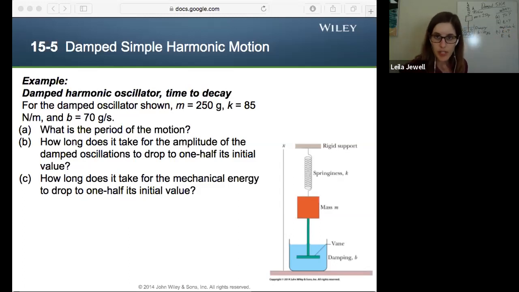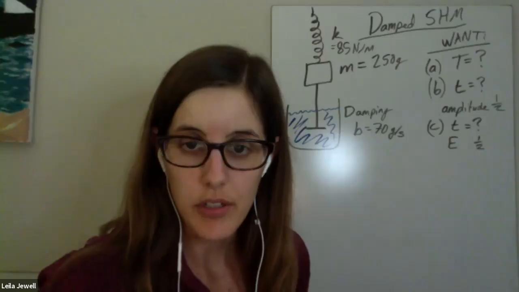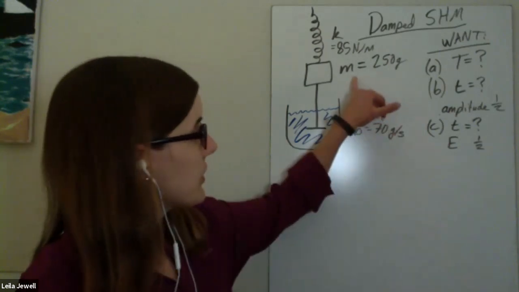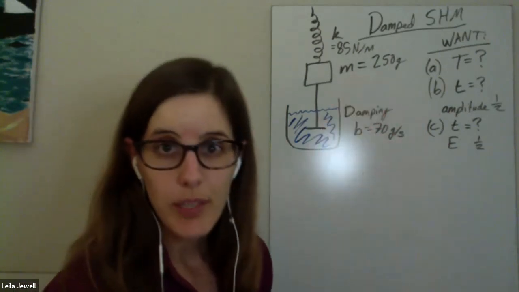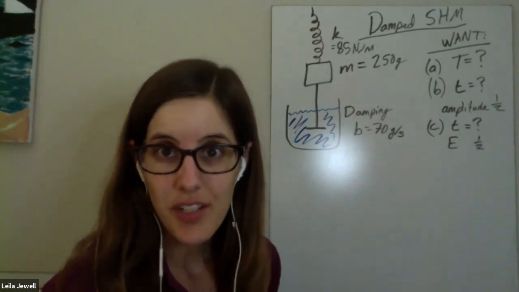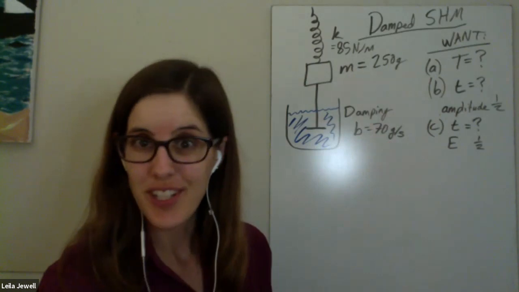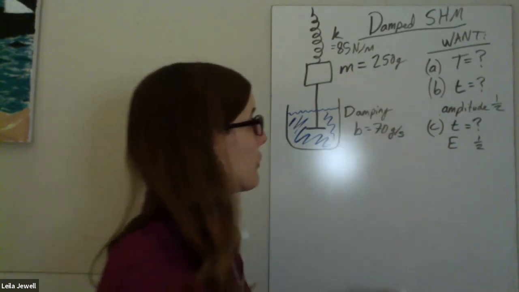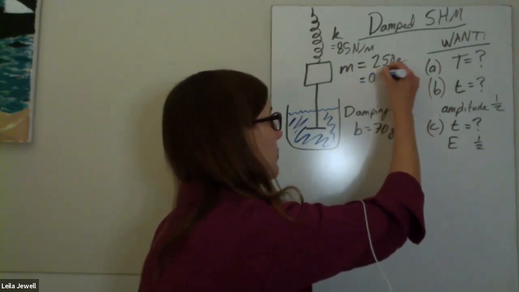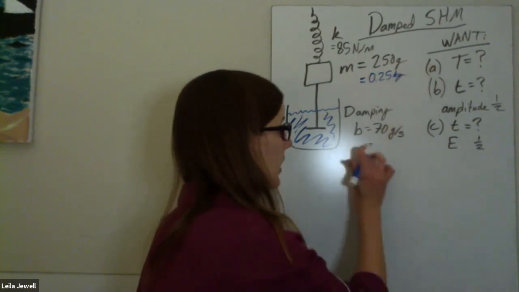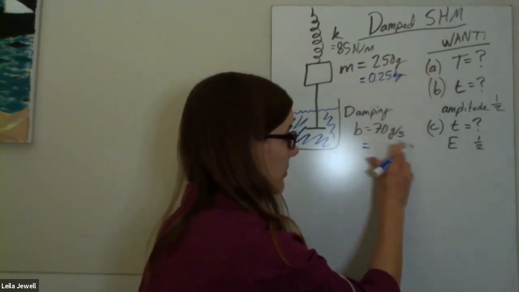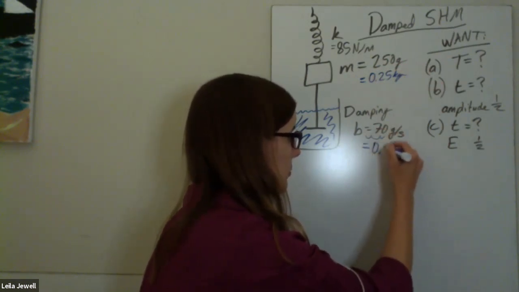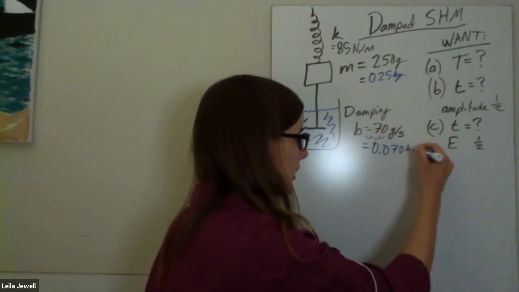All right, so now that we have those jotted down, I'll stop sharing so that you can see this a little bit bigger. One thing to note is they gave us the mass and the damping constant in terms of grams, but we know grams is not our SI unit. So even though they gave it to us and it seems like it should be fine, we want to switch to SI units to always be safe. So 250 grams, I would write as 0.25 kilograms. And for b, 70 grams per second, I'm going to move the decimal place over 3 for the kilograms, so 0.070 kilograms per second.